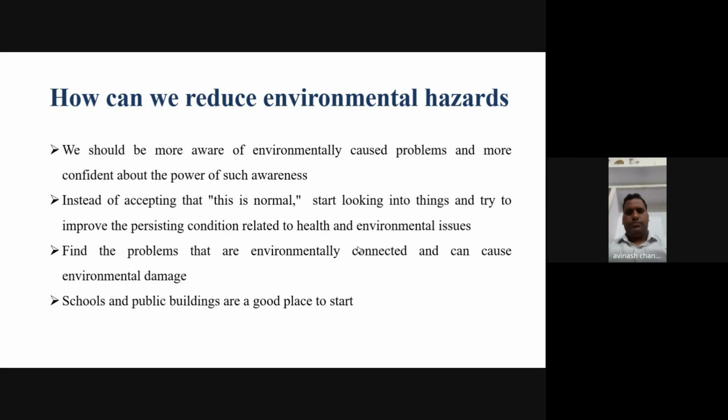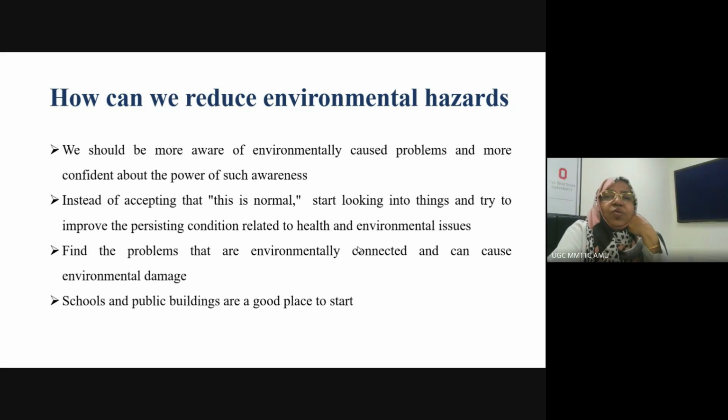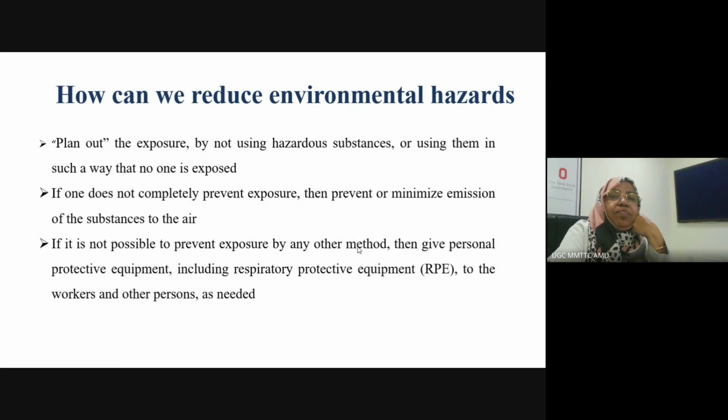So we should be more aware of environmentally caused problems and more confident about the power of such awareness. Instead of accepting that this is normal, start looking into things and try to improve the persisting conditions related to health and environmental issues. Find the problems that are environmentally connected and can cause environmental damage. Schools and public buildings are a good place to start. Plan out the exposure, but by not using hazardous substances.